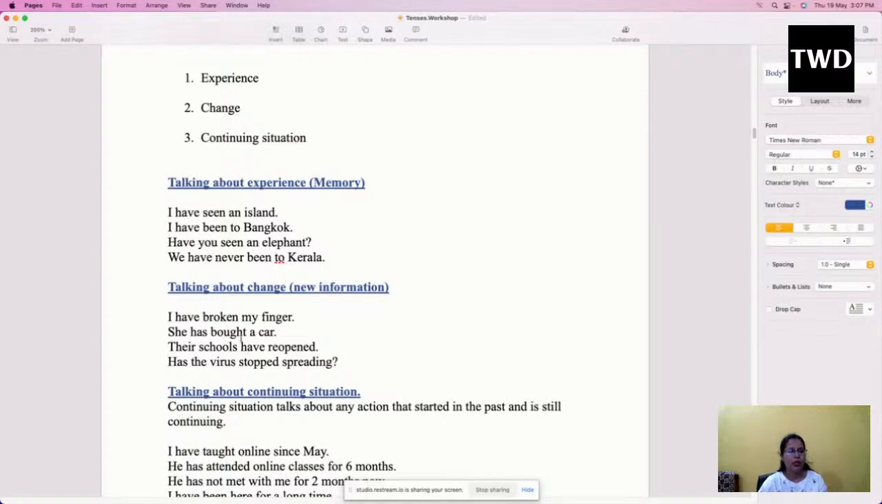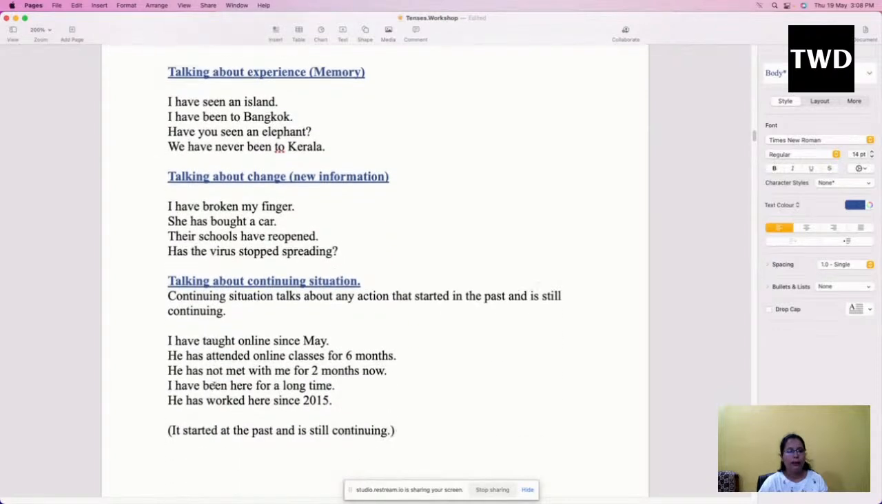She has bought a car. Earlier, she did not have any car, but now she has a car. Their schools have reopened. Okay, so earlier the schools were closed, but now they are open. Has the virus stopped spreading? So somewhere you are asking a question to people. Has the virus stopped spreading?